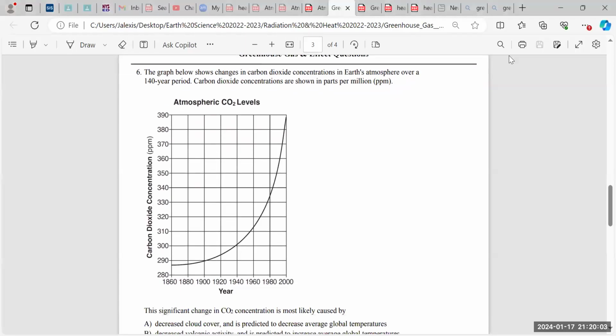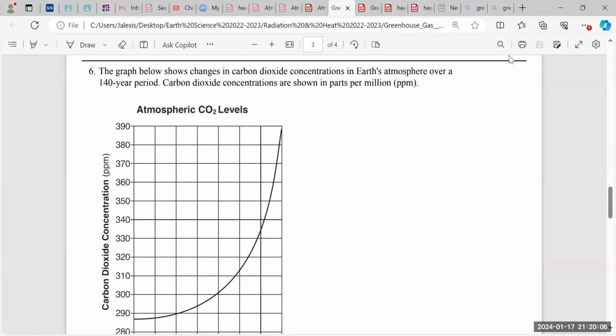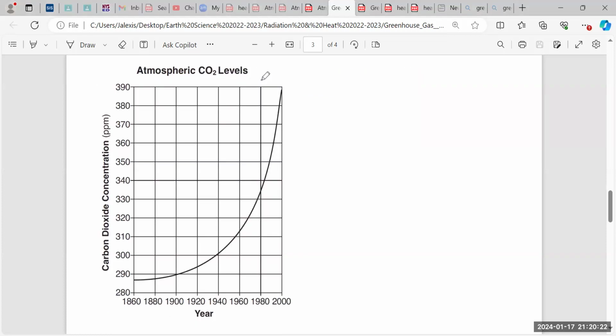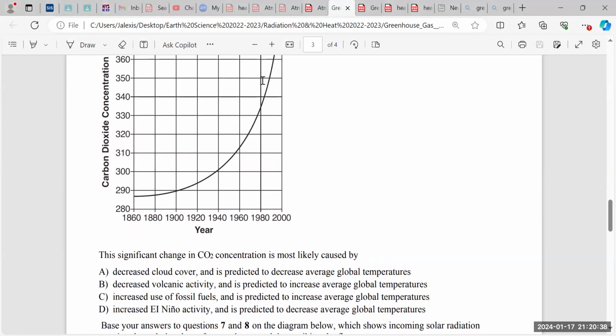All right. Number 6 says the graph shows a change in carbon dioxide concentrations in Earth's atmosphere over a 140-year period. Carbon dioxide concentrations are shown in parts per million, ppm. It gives us a chart of the carbon dioxide concentration. Just remember carbon dioxide is also known as CO2. It says this significant change in CO2 concentration is most likely caused by what?